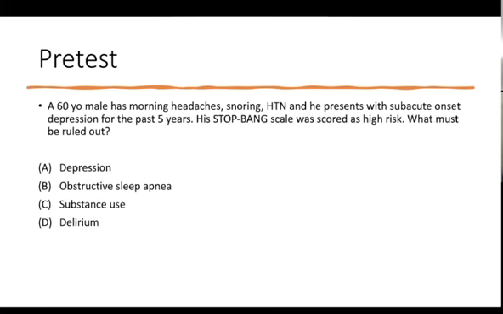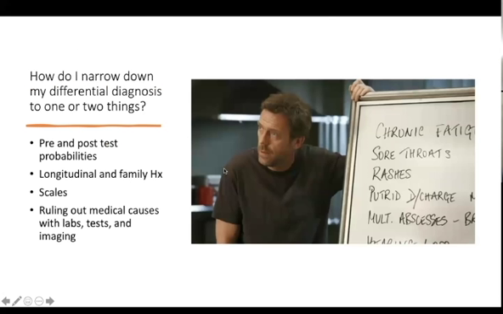A 60-year-old male has morning headaches, snoring, hypertension, and presents with subacute onset depression for the past 5 years. His STOP-Bang score was high risk. What must be ruled out? In this case, STOP-Bang, we're going to learn, is a scale that we can use. And if that's positive, what we really need to rule out is sleep apnea. And there are other hints in here: the headaches, the snoring, the hypertension, and the depression. These are all true of sleep apnea, so those are all hints that this is probably sleep apnea.